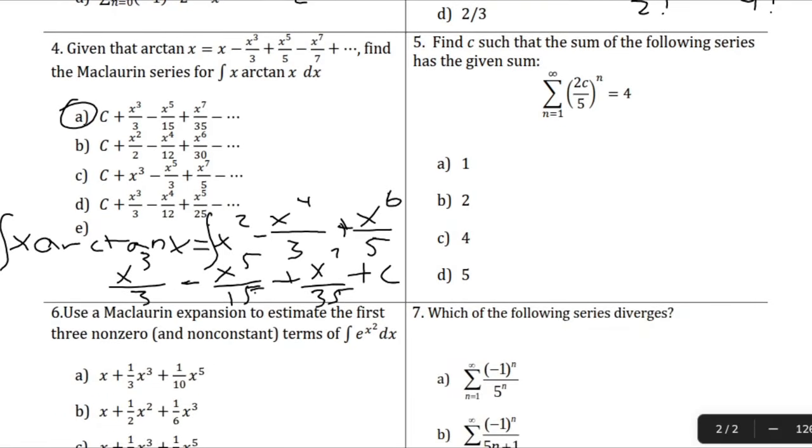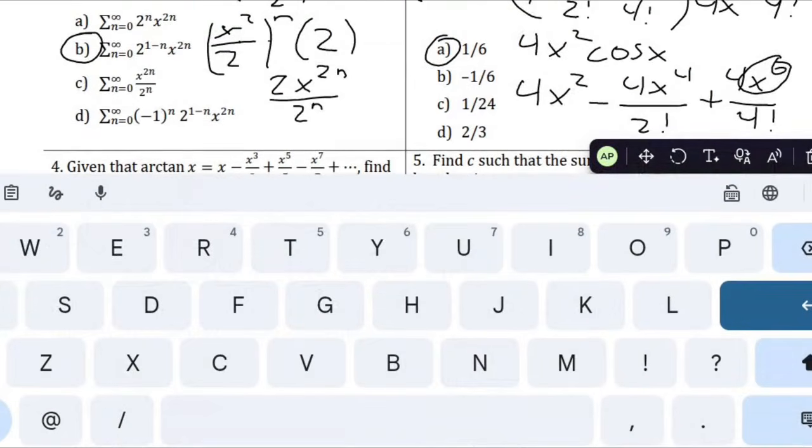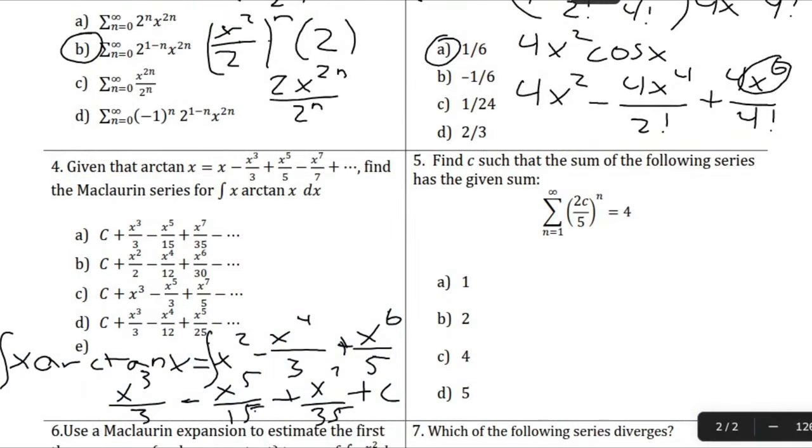Next one. Find c such that the sum of the following series has a given sum. The sum of 2c over 5 to the n is equal to 4. Okay, so looking at this, it is pretty clearly in the form of a geometric series. So then our sum is going to be a over 1 minus r, is equal to our sum, which is 4. So what is a, what is r?